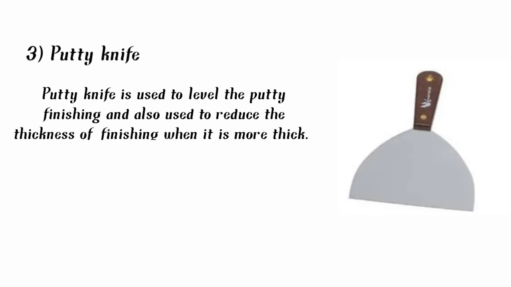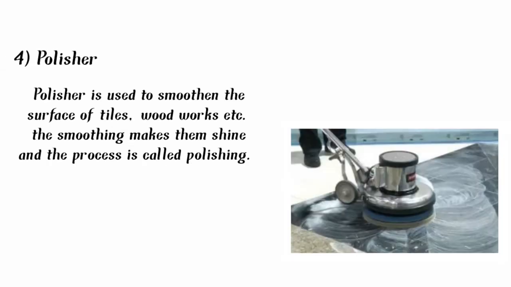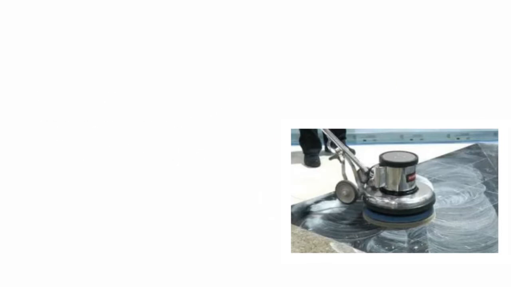Number 3. Putty knife. Putty knife is used to level the putty finishing and also used to reduce the thickness of finishing when it is too thick. Number 4. Polisher. Polisher is used to smoothen the surface of tiles, woodworks, etc. The smoothing makes them shine and the process is called polishing.